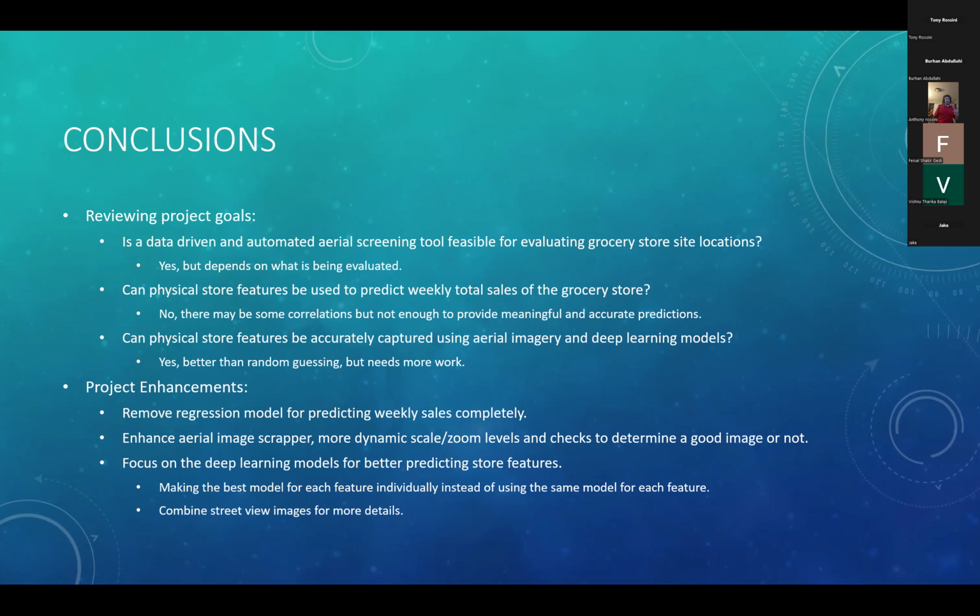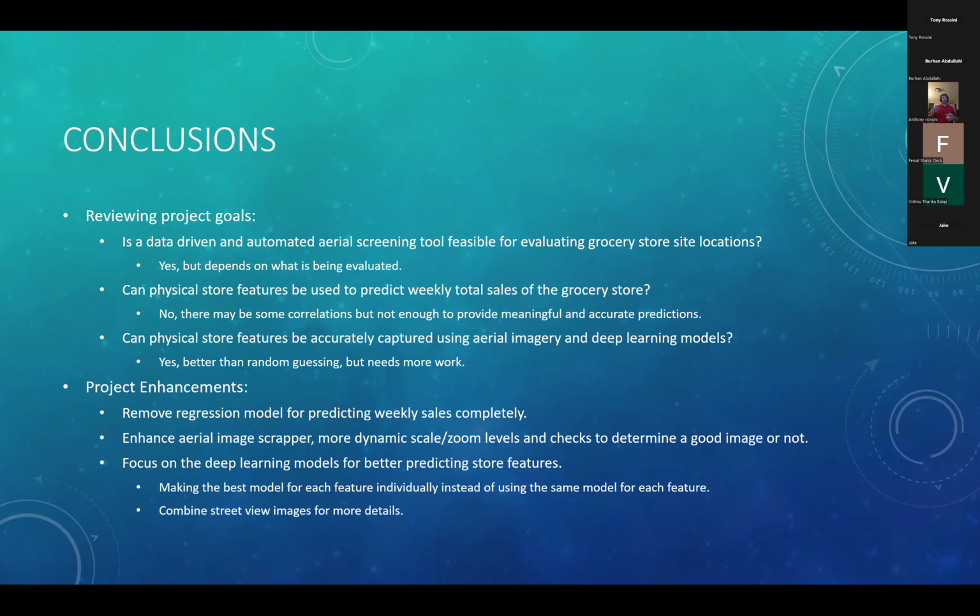For the image scraper, I would have worked on a more dynamic zoom system and also built in some type of QA checks to remove those images that have a lot of shadows, and figure out a way to automate that.